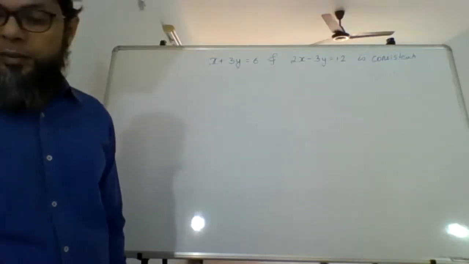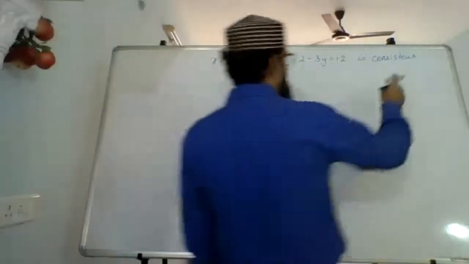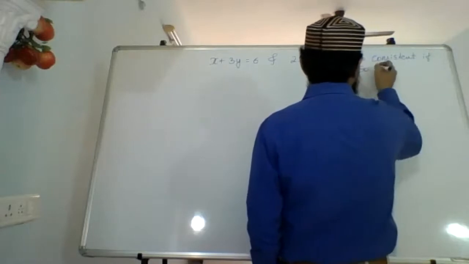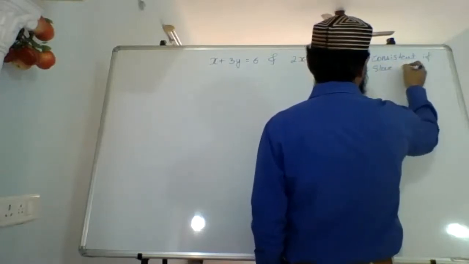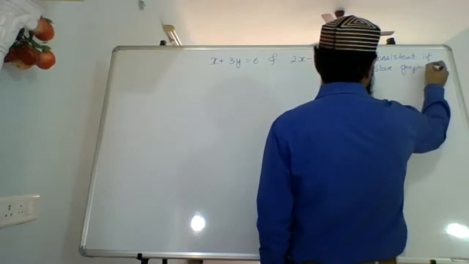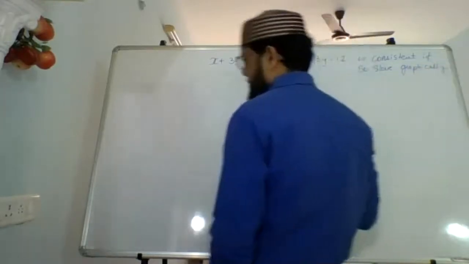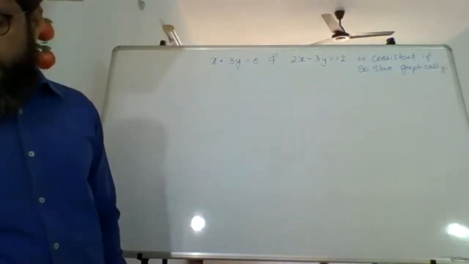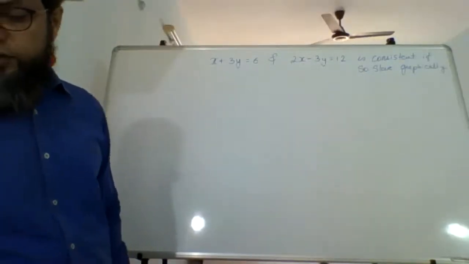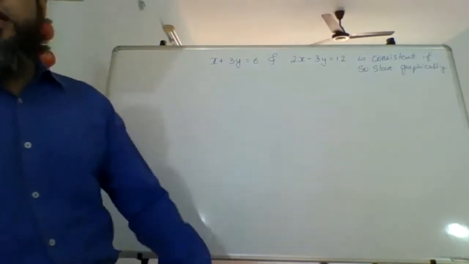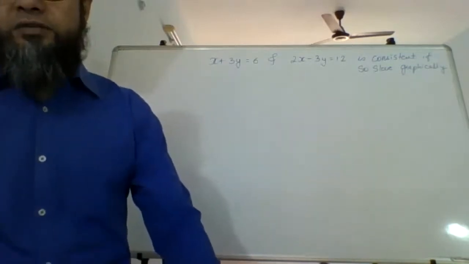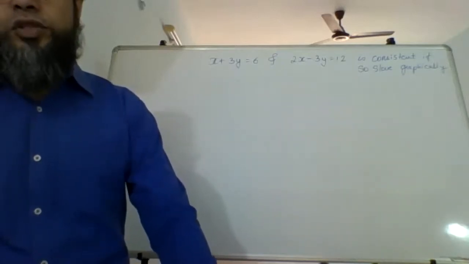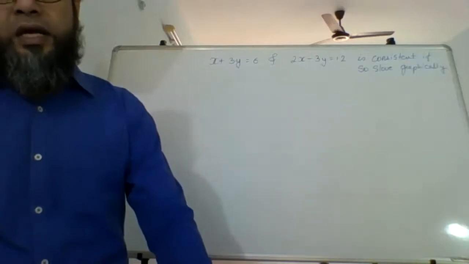If so, solve them graphically. That means if they are consistent, solve graphically. Now, how do we know whether they are consistent or not? You will have to plot the graphs. How are you going to plot the graphs? I've already shown you. You have to take minimum 3 points. Once you have those 3 points, you can plot the graph.